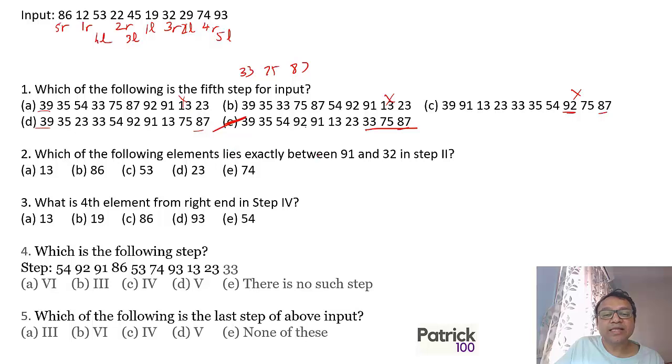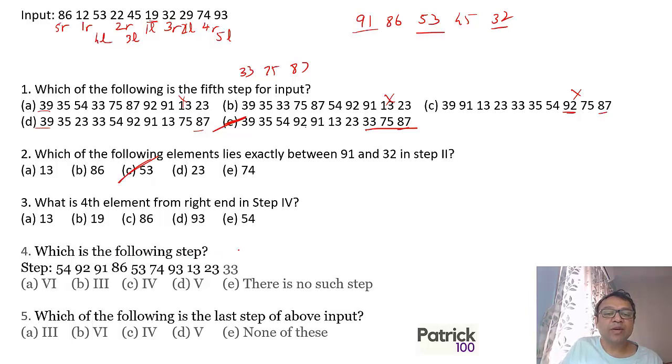Which of the following elements lies exactly between 91 and 32 in step 2? Now 91 will be the first left element. In step 2, the first two elements are arranged. Okay. That means what will be there after that? 86 will be there. 53 will be there. 22 is already arranged. So next will be 45 and after that 32. Because 12, 22 and 19 are already arranged. First right, second right and first left. So between 32 and 91 is 53. C option is the answer.